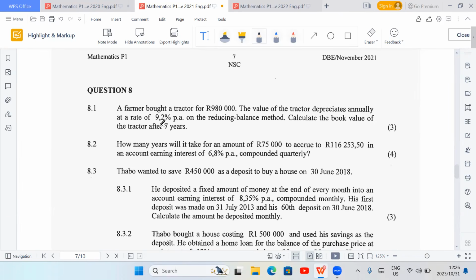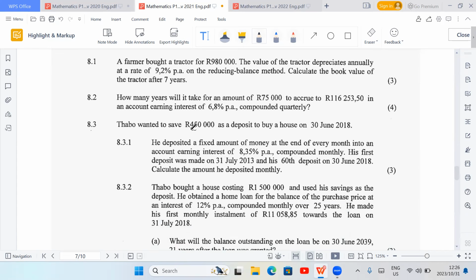So here, again, reducing balance method. So it's that formula. A farmer bought a tractor for 980,000. So this becomes your P, right? And then this becomes your R, which you need to write as R over 100. This is your number of years. So what are you calculating? The book value, which is A. So straightforward question.